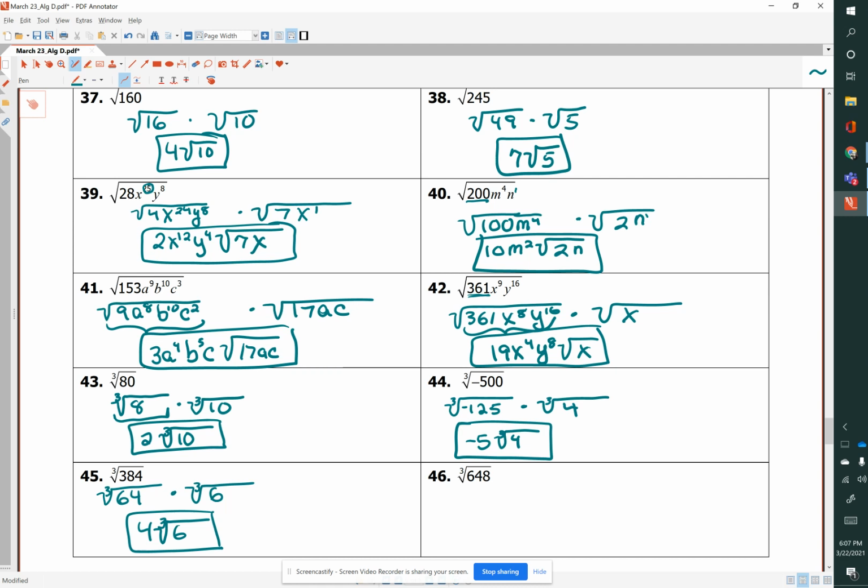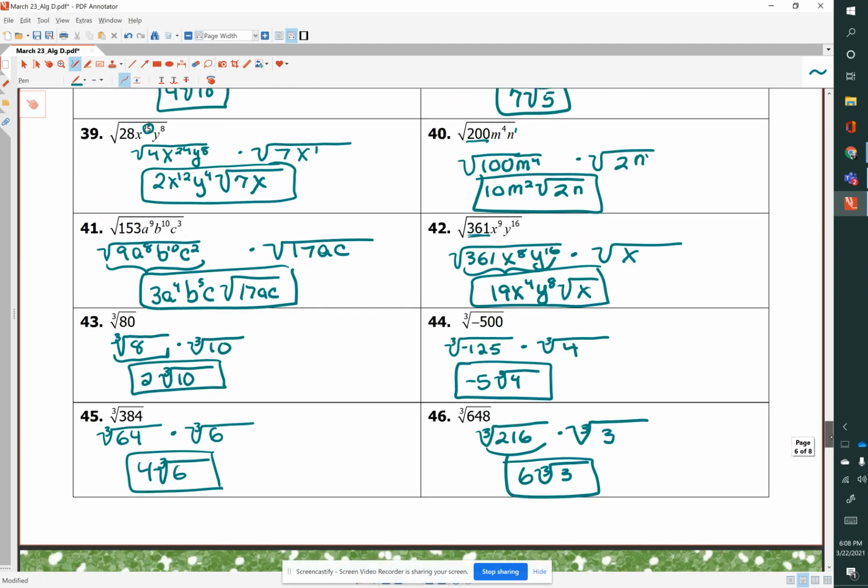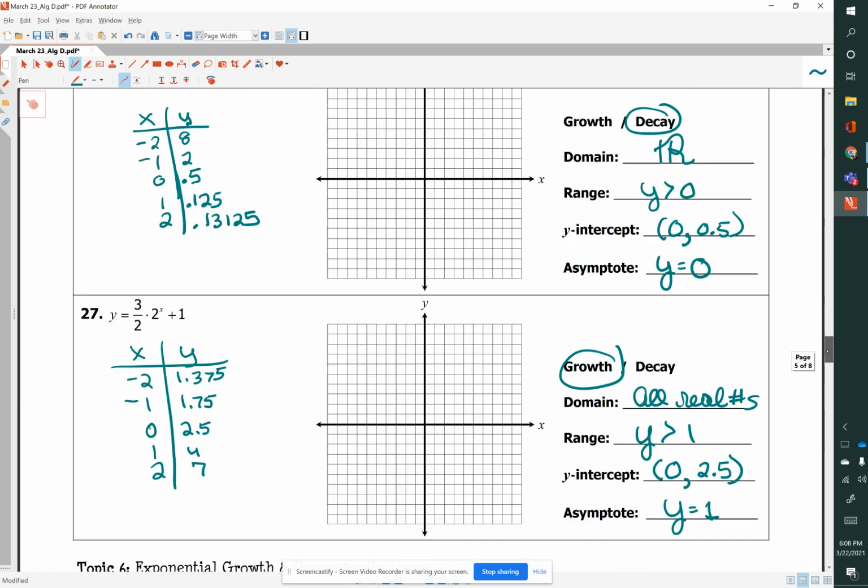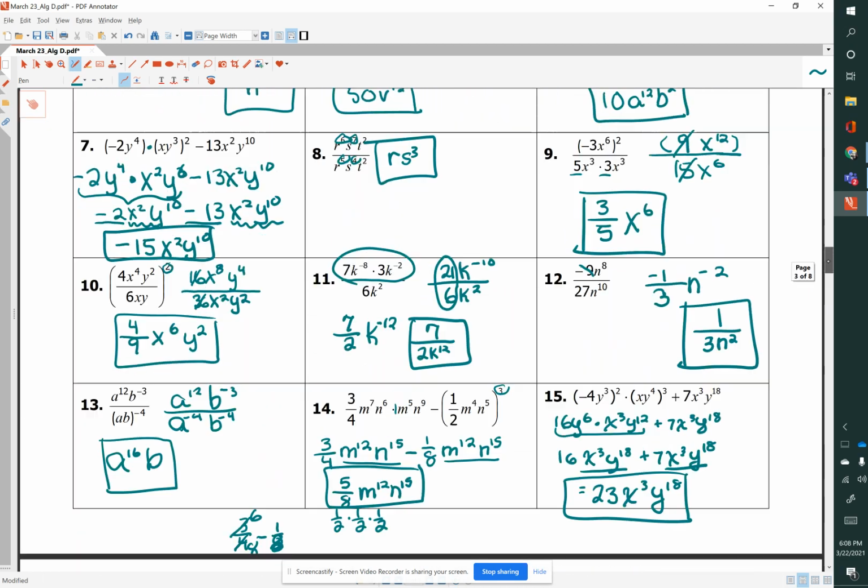And number 46 can be thought of as 216 times 3. And if you look back at your list of cube roots that we made in class, you'll know that 216 is a perfect cube. So 216 times 3, the cube root of 216 is 6, and then we have that remainder cube root of 3. Final answer. So your exit ticket today is to simply put everything, pictures of everything into Teams.